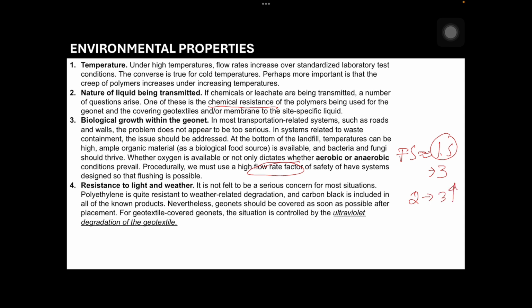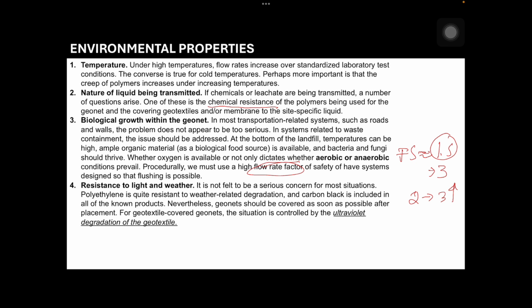So resistance to light and weather. It is not felt to be a serious concern for most situations. Polyethylene is quite resistant to weather-related degradation, and carbon black is included in placement. For geotextile covered geonets, the situation is controlled by the ultraviolet degradation of geotextile. So, ito yung iba't ibang chemical or environmental related na situations pwedeng ma-undergo yung geonet natin.